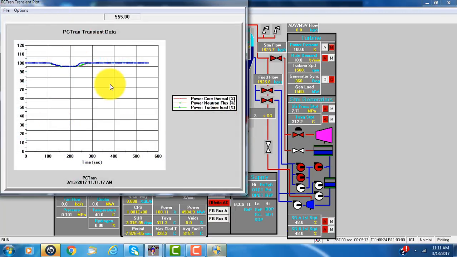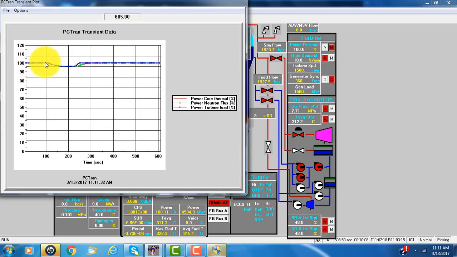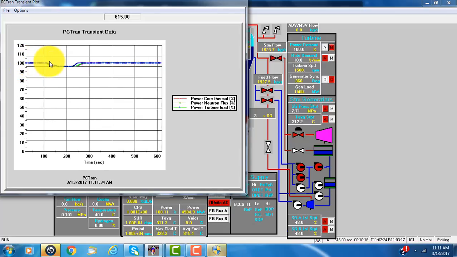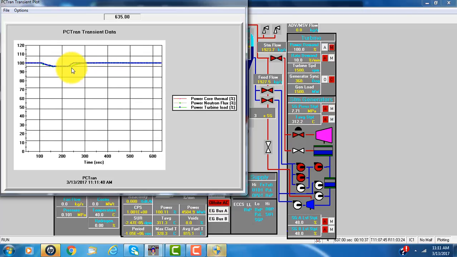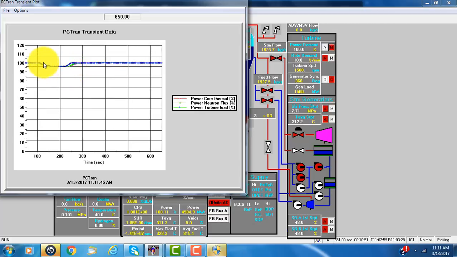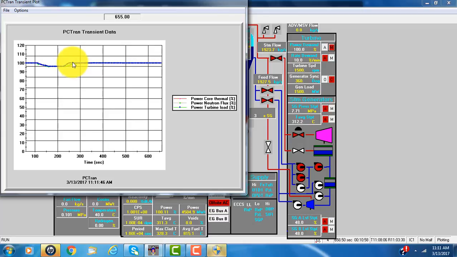You see the colors are coordinated. Power of the core is the red, power of the neutron is green, and power of the turbine is blue. So we insert the rods, the power goes down to about 96%. And later we change the power back to 100%, instead of controlling the rod, we control the turbine.